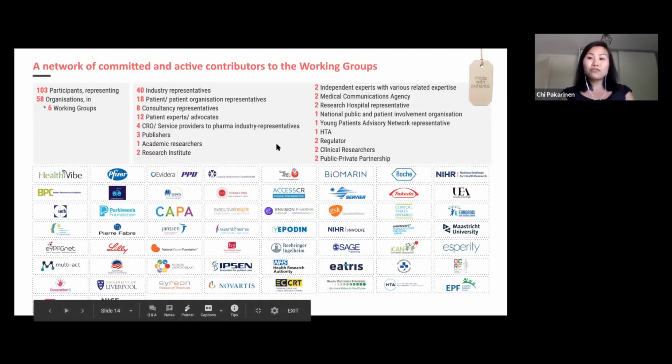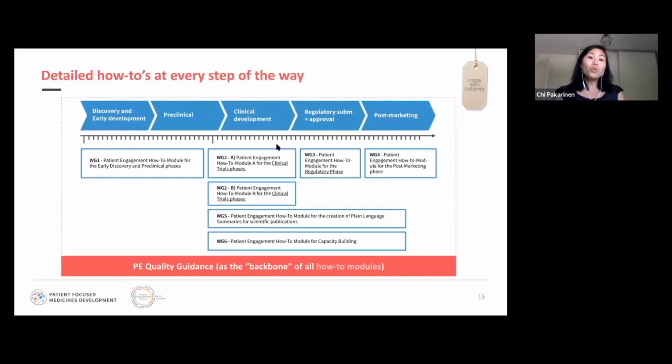It's a massive undertaking. What we are doing is developing how-to guides, very detailed how-to guides in each of the phases, but also some that are transversally useful. So for example, at the moment, there is a parallel session for plain language summaries for scientific publications. That's our other working group that is presenting their prototype and testing it there.